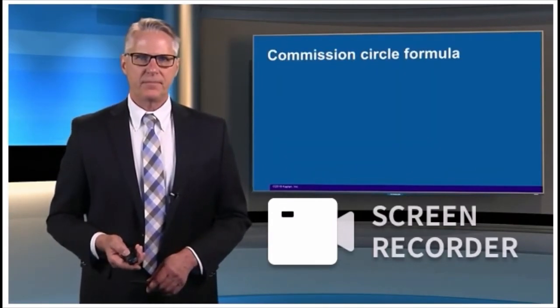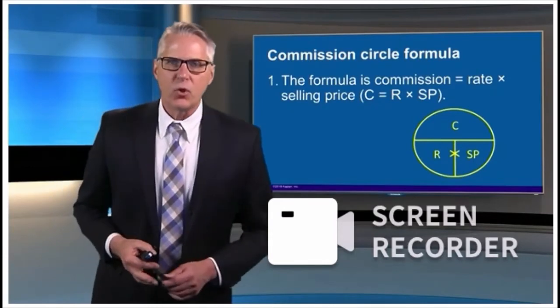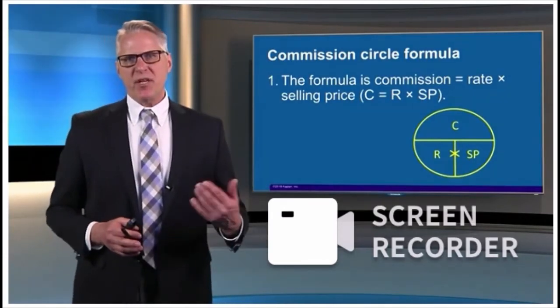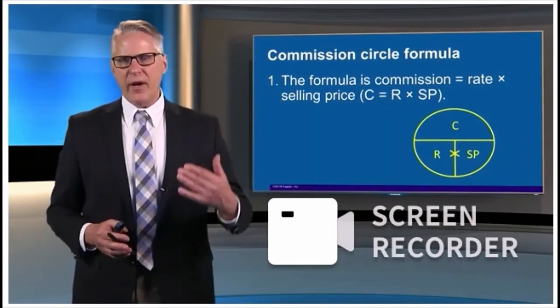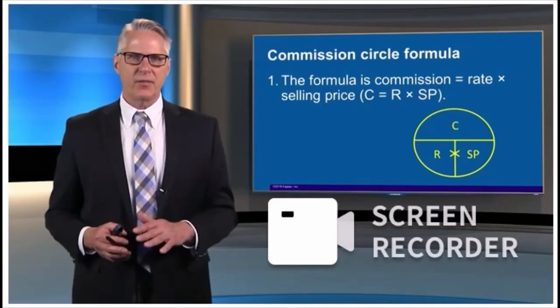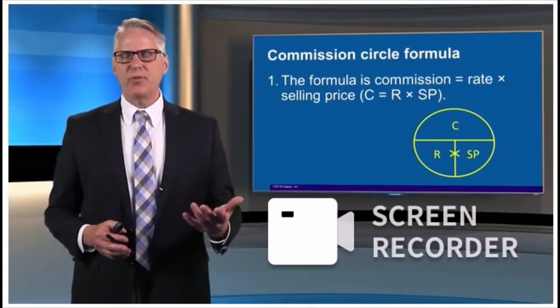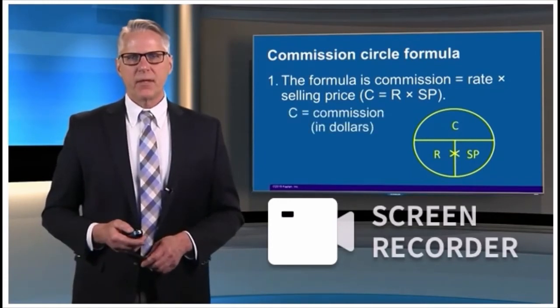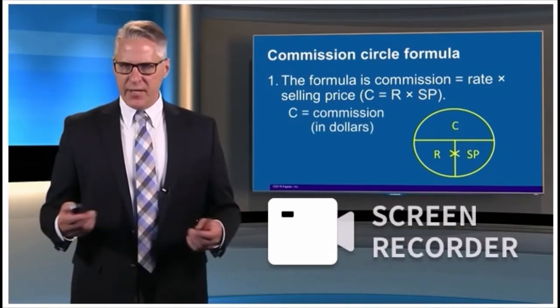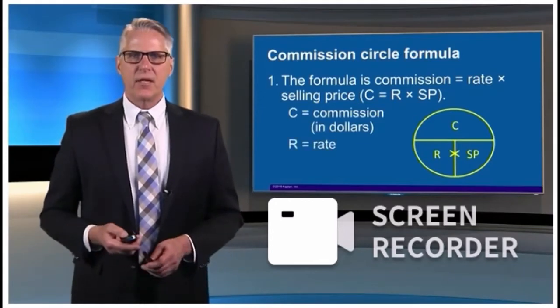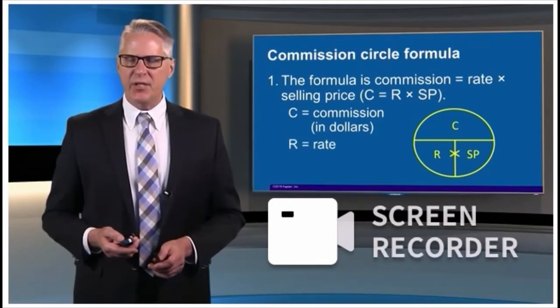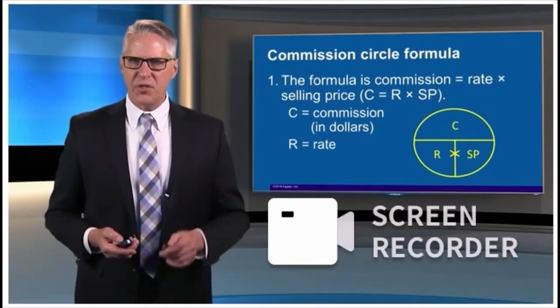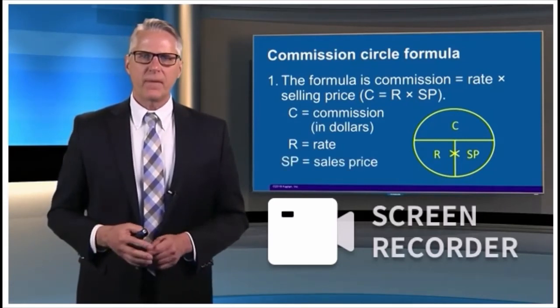So commissions. Commissions equal the commission rate times the selling price. So the commission rate, X%, times the selling price will equal your commission. And the commission is going to be in dollars, X number of dollars. The rate is going to be a percentage. That's the commission rate your brokerage is charging. And SP then is the selling price.